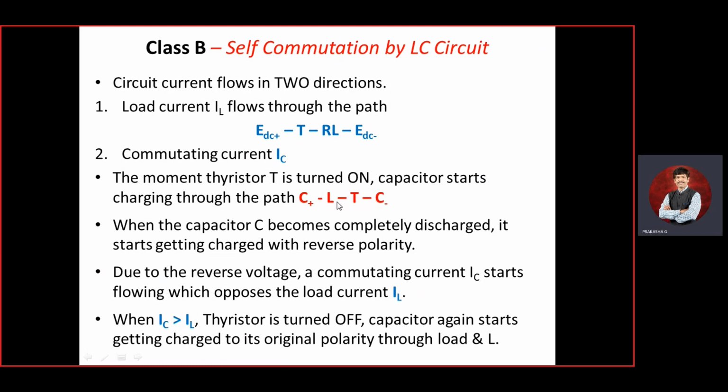This is not minus; don't think it is minus. It is a direction it is showing. The first current flow is EDC, then thyristor, then RL, that is the load resistance, then EDC minus. The second current flow is capacitor positive, then inductance, then thyristor and capacitor negative. Correct?